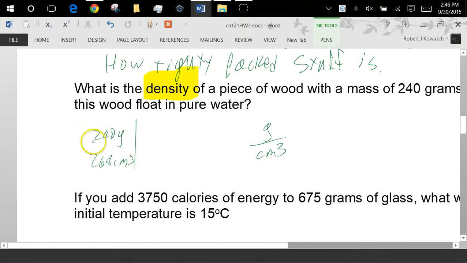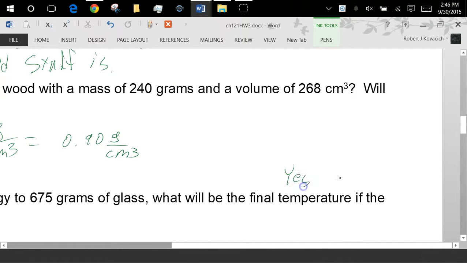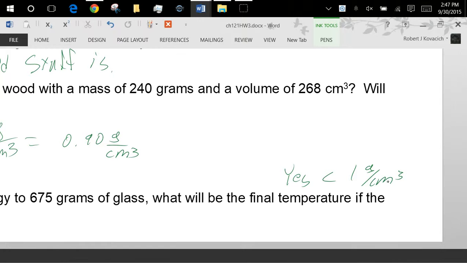And what do you get for a value for this? 240 by 268. So I'm seeing 0.895. I have two significant figures. So what answer should I report? 0.90. And then the answer for will it float is a yeah, because water is 1. So anything less is going to float.